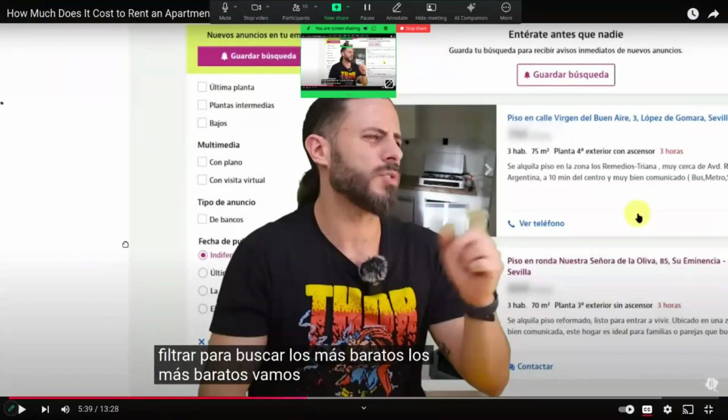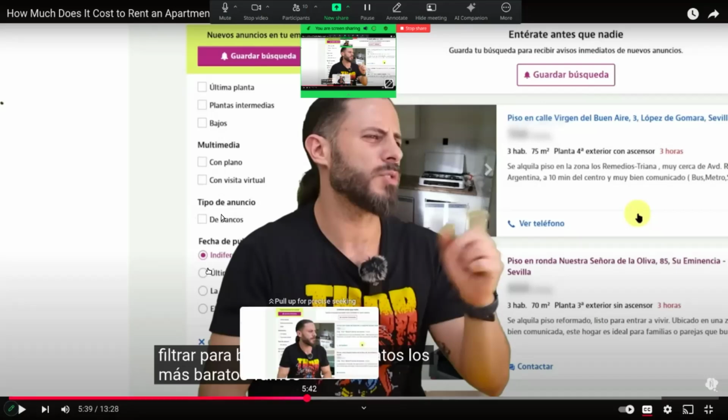Oh, and notice filtrar. Filtrar looks like filter, but we use this filtrar when you want to eliminate other stuff. You apply a filter. Narrow down. Yeah, you want to scan through. You want to screen out stuff. Yeah, you want to screen out the other options. Filtrar. Filtrar para buscar los más baratos. I am scanning through or I'm filtering through. I'm eliminating some stuff, yeah, to look for the cheapest ones.